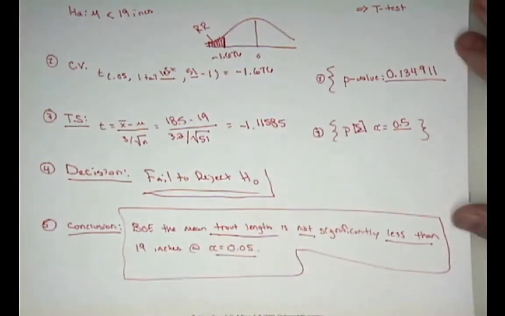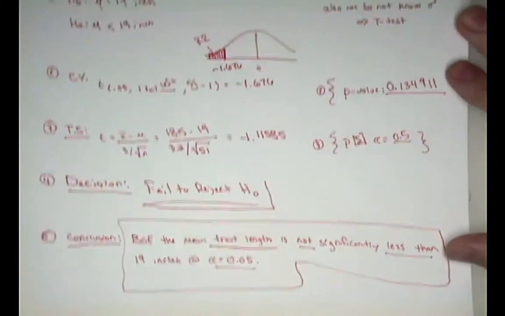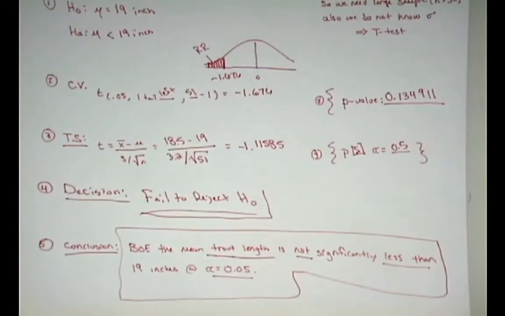Okay, so that was a hypothesis test for mu, the population mean, when sigma, the population standard deviation, is unknown. In other words, we just did a t-test.